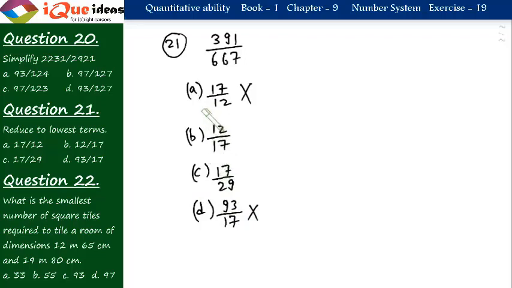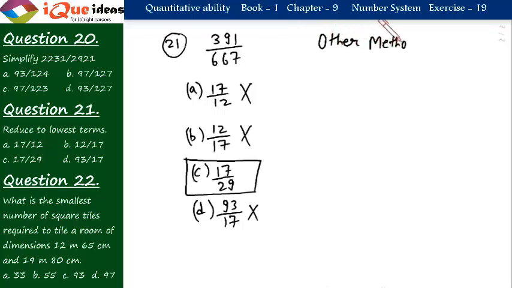Now we are left with two options, 12 by 17 and 17 upon 29. Now B option is 12 by 17. 12 is an even number, so the numerator is an even number after simplification. That means the original number also must be an even number, which it is not. Hence, B also is the wrong answer. The only option left is C. Hence, C is the correct answer. Obviously, there will be trouble if there is a 'none of these' option also. Hence, you have to apply the other method as well. Let's take a look at the other method.